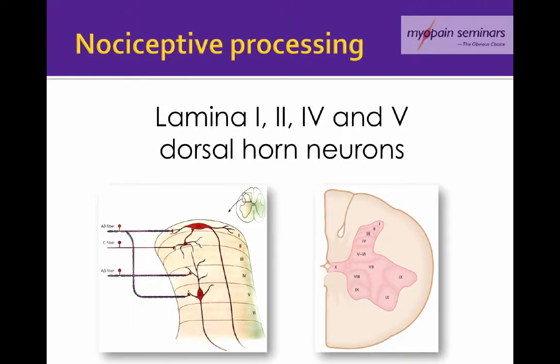Here you see the lamina in a slightly different representation. The dorsal horn neurons that receive nociceptive input from skeletal muscle are located in laminas 1, 2, 4, and 5 of the dorsal horn.